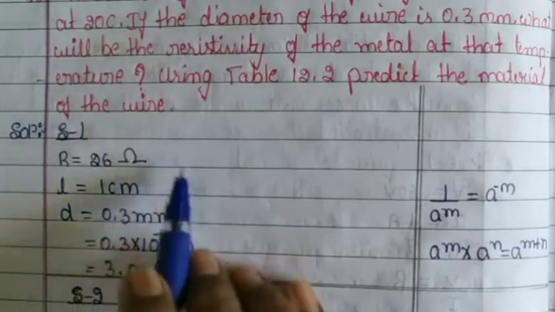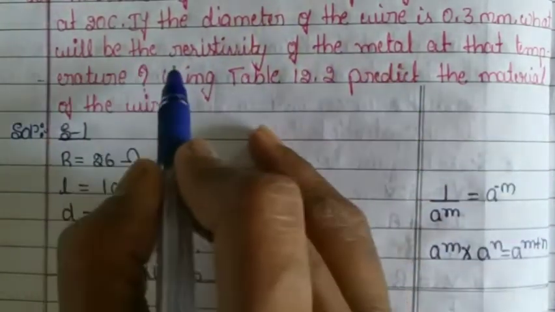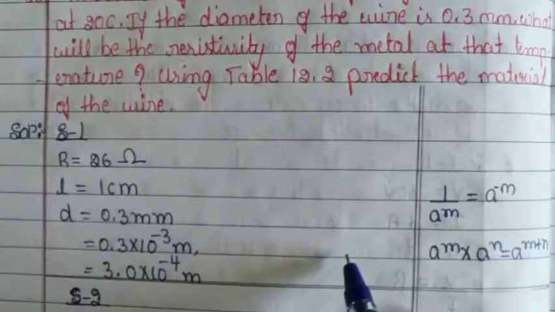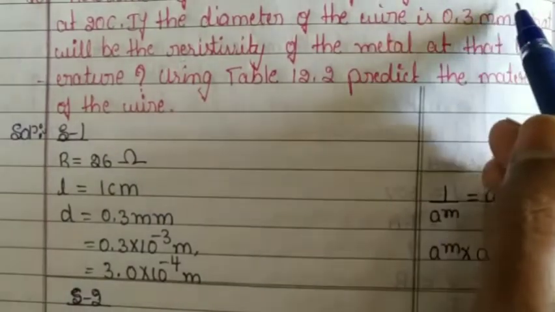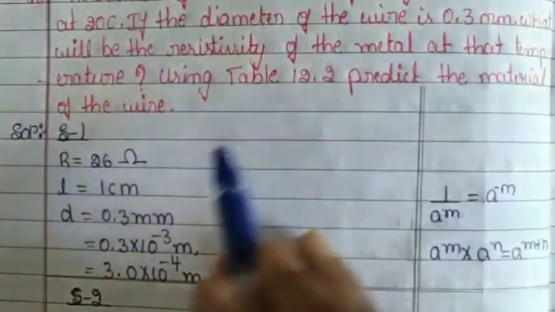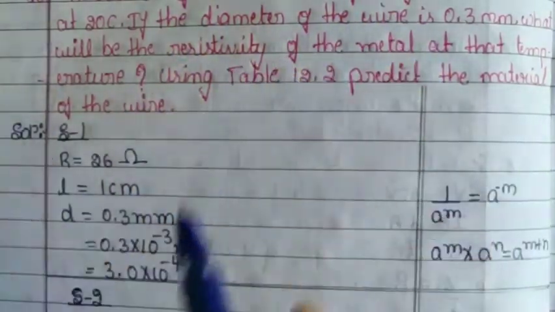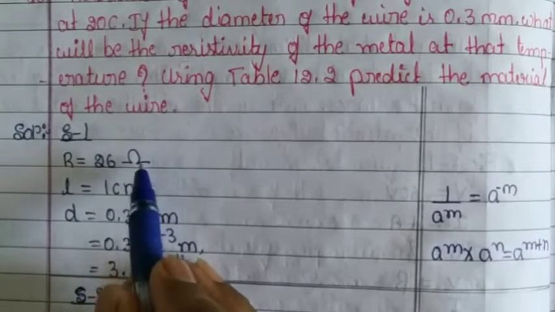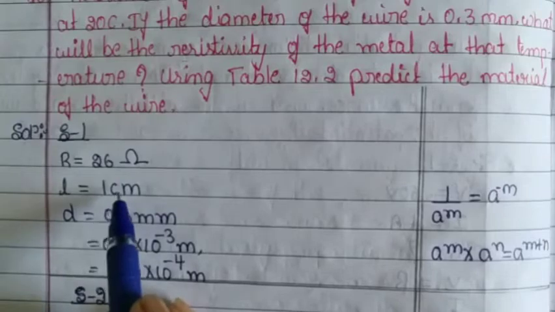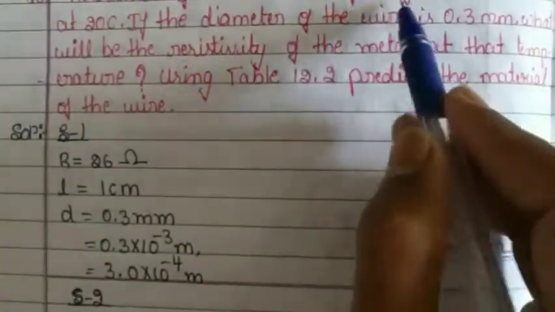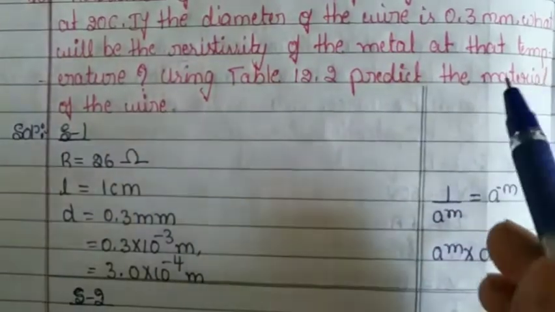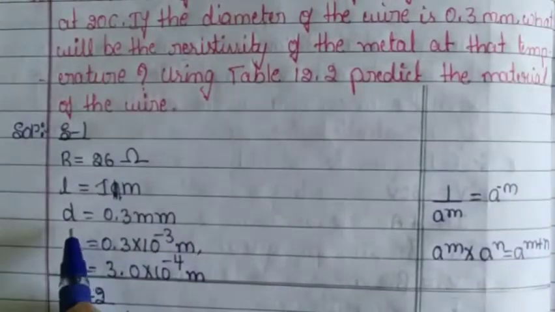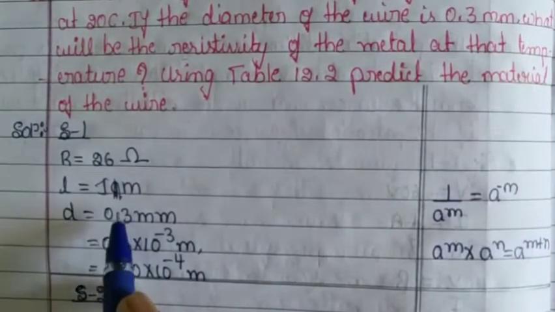Children, look here. In this problem, we have to find the resistivity of the metal. Here the resistance of that metallic wire is given, that is 26 ohm. Now let us write first what is given in this problem. In step 1, write the given data. R is equal to 26 ohm. The length of the wire is 1 meter, not 1 centimeter, 1 meter. And the diameter of that wire is given as 0.3 millimeter.